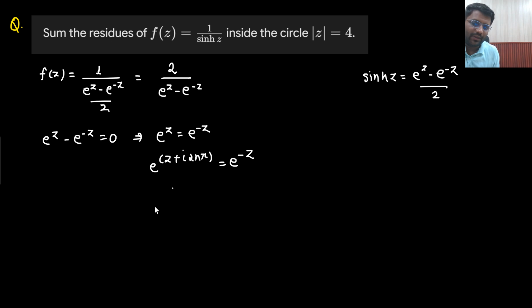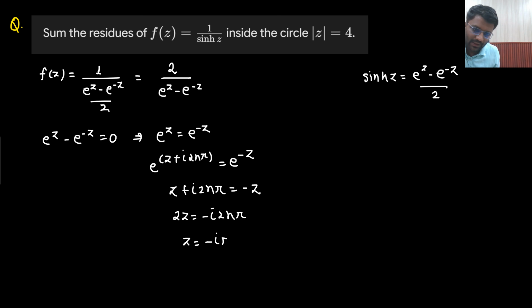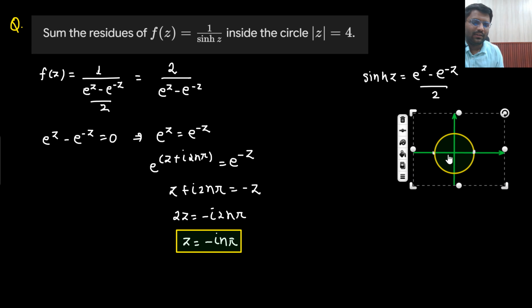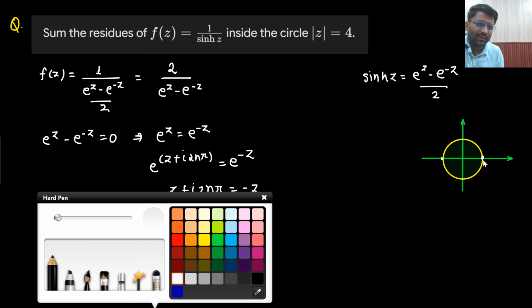So this particular thing will be compared with this. So z plus iota 2n pi will come out to be minus z. So 2z is coming out to be minus iota 2n pi. So z is coming out to be minus iota n pi. This is the value of z you are getting. What is your circle? This is my circle, with radius of 4.